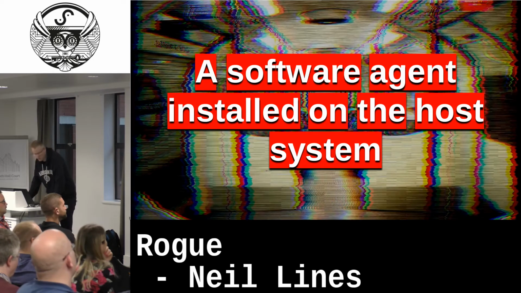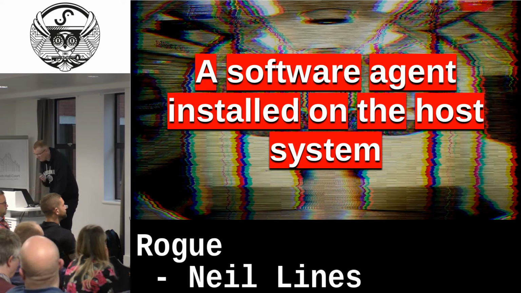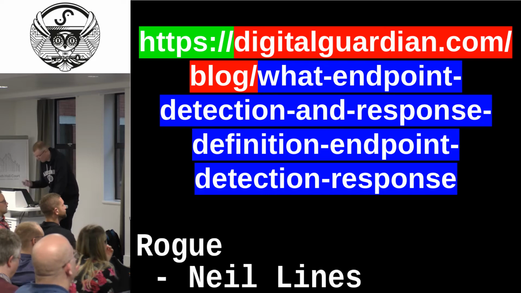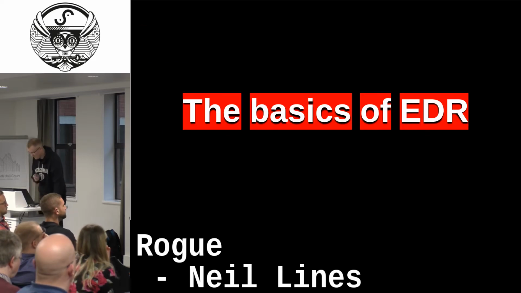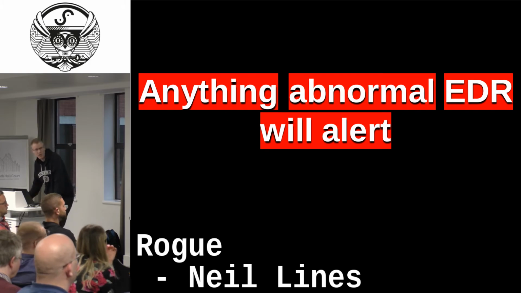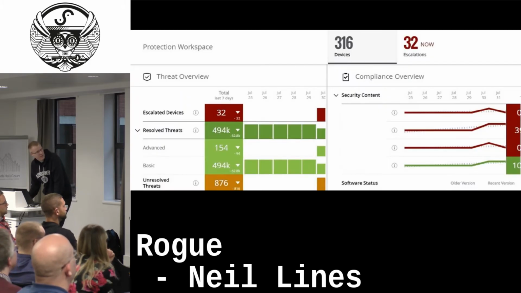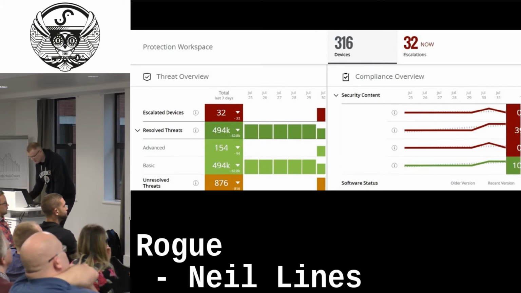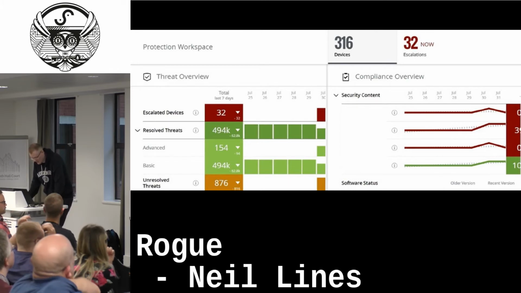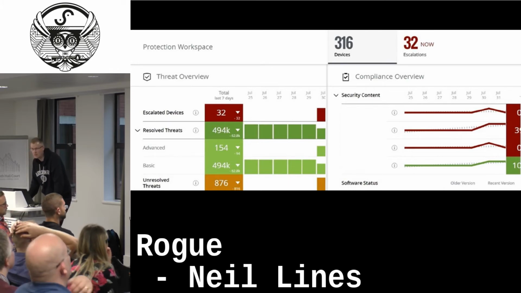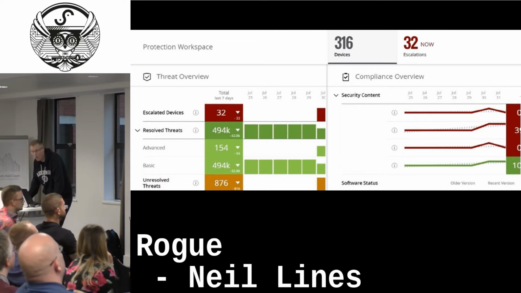It's a software agent installed on the host system. If you're interested in reading about EDR, here's one such product here you can read about. Now, the basics of EDR. Anything abnormal, EDR will alert on. Here's a screenshot of an example of a central solution which takes alerts in. Now, the only saving grace presently from a red team perspective is during a 7-day period, that's got 494,000 central alerts going into it over a 7-day period.